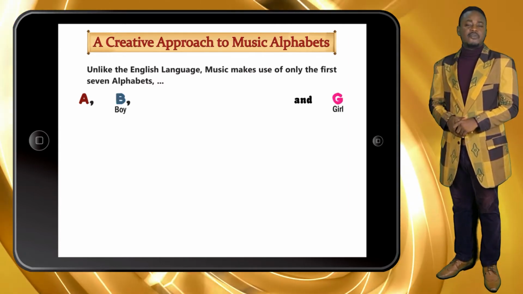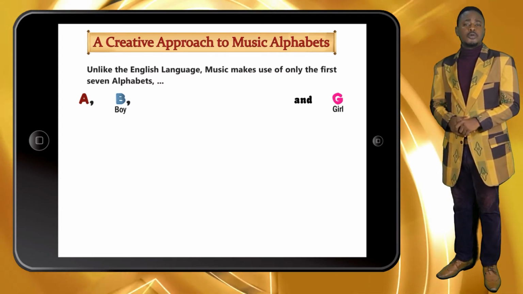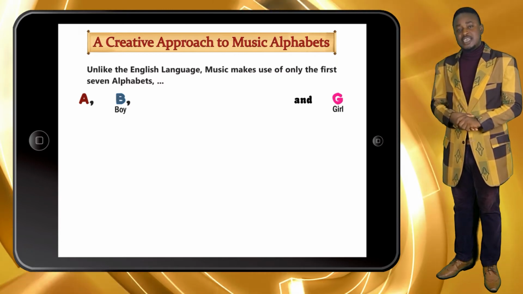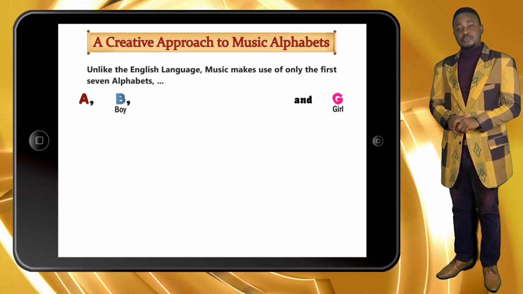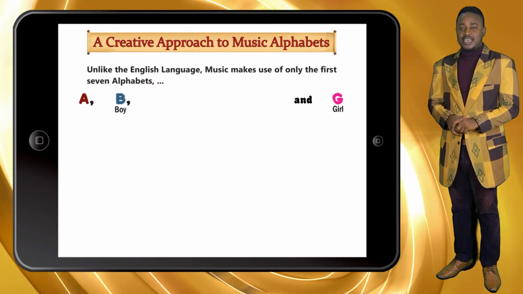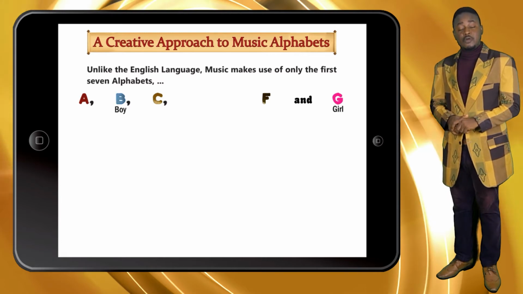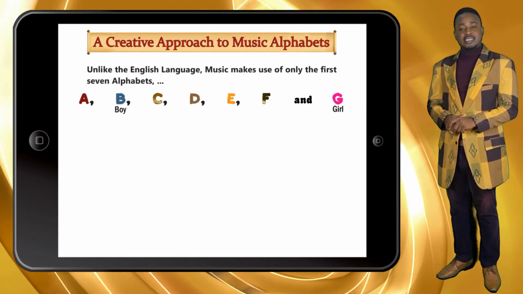The next set of alphabets will be B and G. Now, it may seem awkward picking random alphabets instead of sequentially, but the reason is because in our previous episode, episode 1, we focused on B and G as boy and girl. The next set of alphabets would be C and F, which would be our case study for today, and then finally D and E.